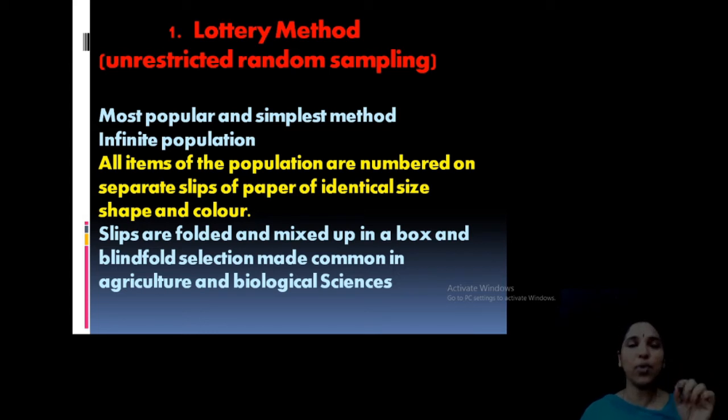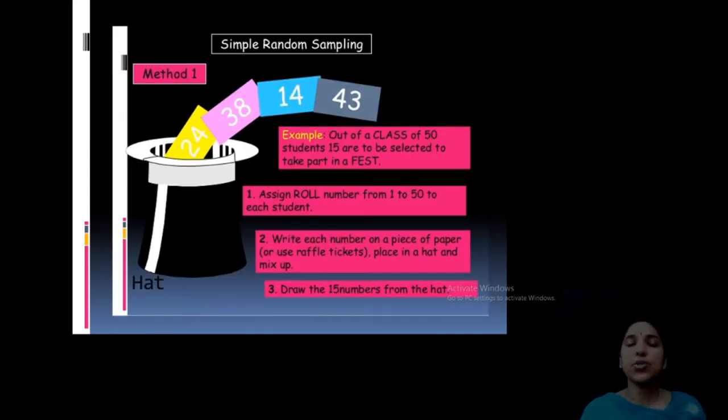So what they are doing here is the most simple and very popular method, which can be applied in an infinite population. All items of the population are numbered on separate slips of paper of identical size, shape and color. You take slips, number the items, then take a lot by blindfold selection, and include it in your study. That is the lottery method. In biological science and agriculture science, this method is applicable. Okay, so this is the method.